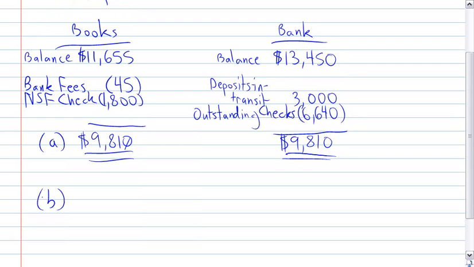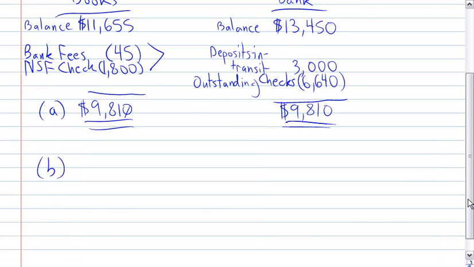So the necessary journal entries. Remember, we're not going to adjust the bank. The bank is going to adjust the stuff on their own. We leave that up to them. We're only going to adjust for items that are on our side, the book side. Okay, so this is actually real simple because we have two decreases. So those decreases, how do I decrease cash? Well, I would have to credit cash to decrease cash. Okay, so cash is going to be credited. And we're decreasing cash for the total of the two decreases, 1,845.